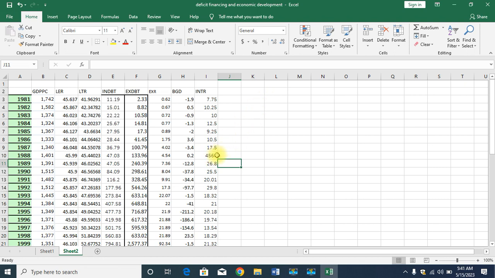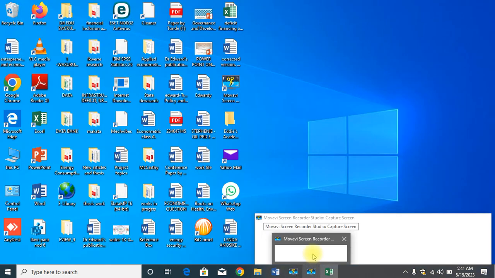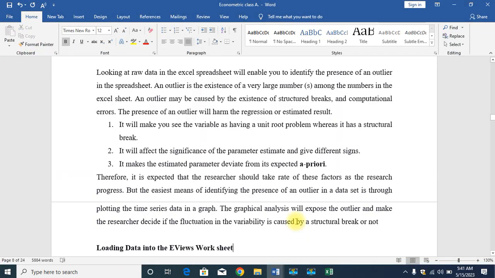So basically, it is expected that researchers should look out for the presence of outliers in their data sets before they are transferred or loaded into EViews for estimation, because if an outlier exists in a data set, it affects the genuineness of such data and also affects the robustness and the outcome of such a regression. So that is what an outlier does to a data set, and researchers should look out for the presence of an outlier before actually using the data set for any meaningful regression.